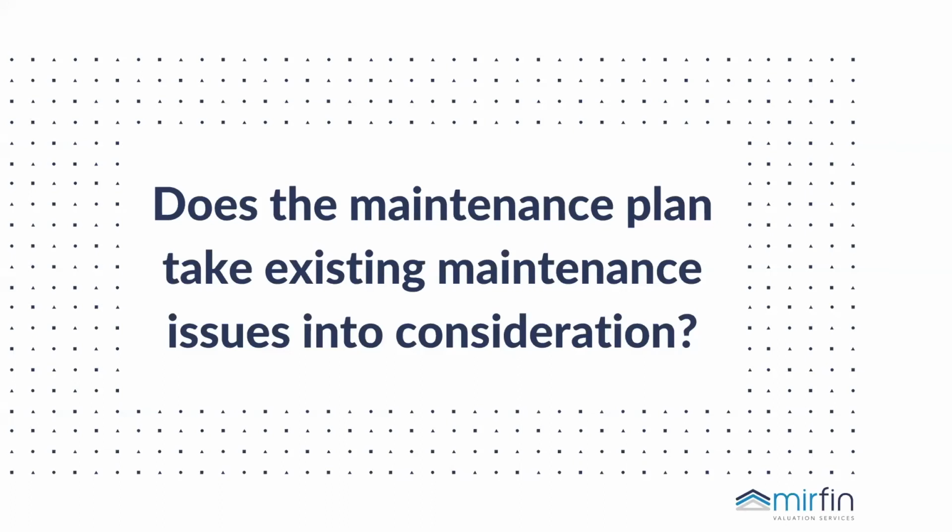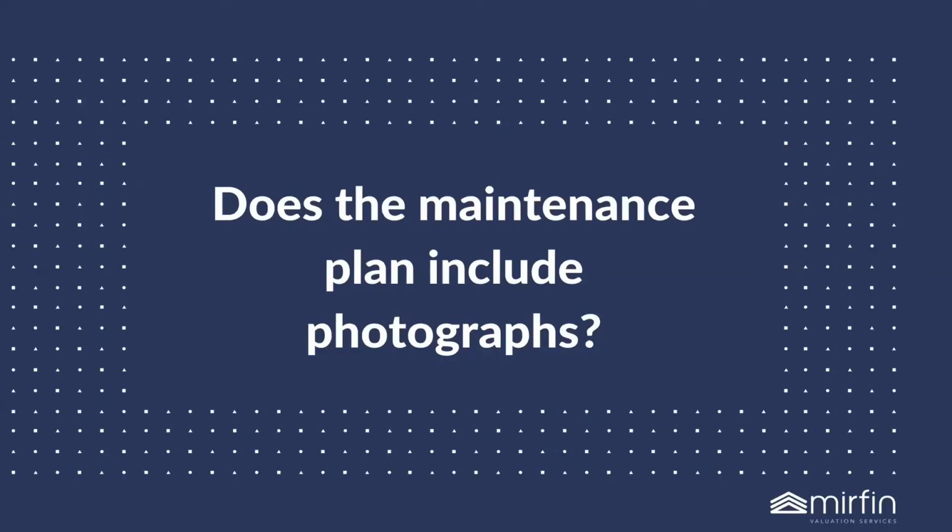Does the maintenance plan take existing maintenance issues into consideration? When Mirfin does their on-site visit, they can only report on what they see on site. So the answer is yes, they will take existing maintenance issues into consideration, but they obviously can't make assumptions that something might fail in the next year or 2 years or 3 years. If the maintenance plan is updated on an annual basis and it becomes apparent at that time that maintenance is required for a specific item or asset in the scheme, then yes, that will be reported on. But if they went on site today, they will report on what they see at the scheme today.